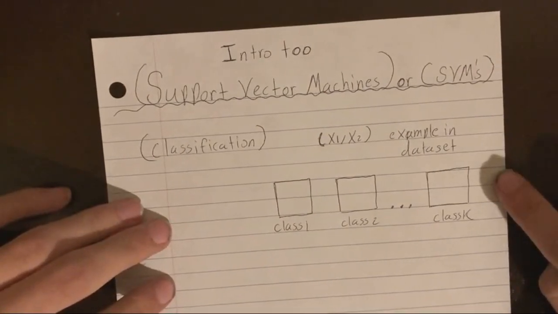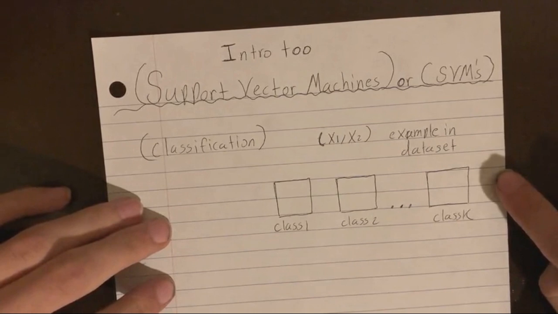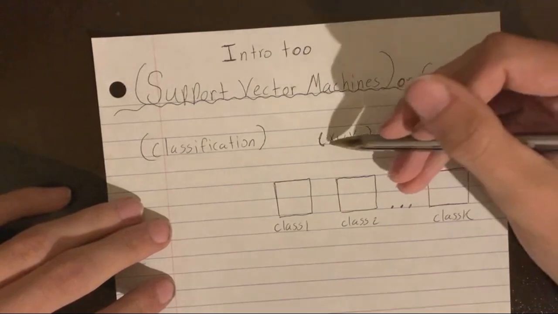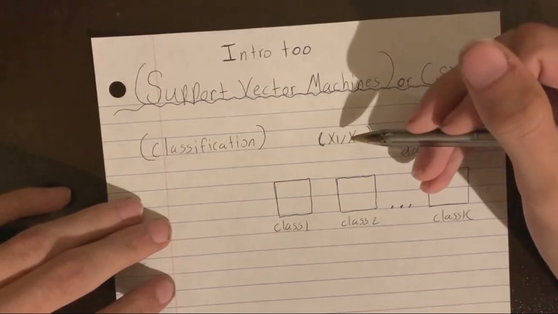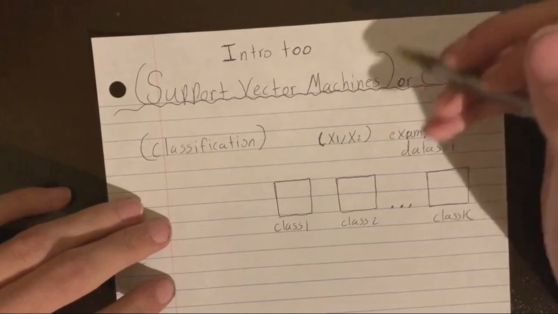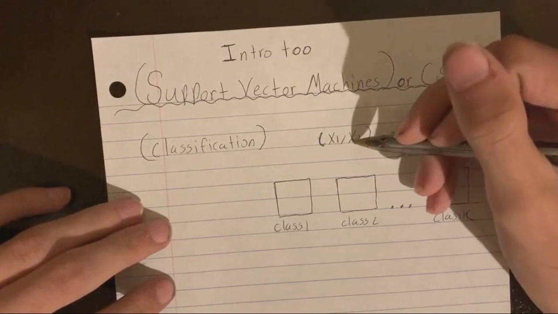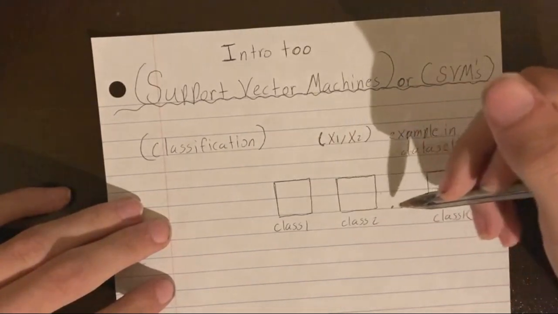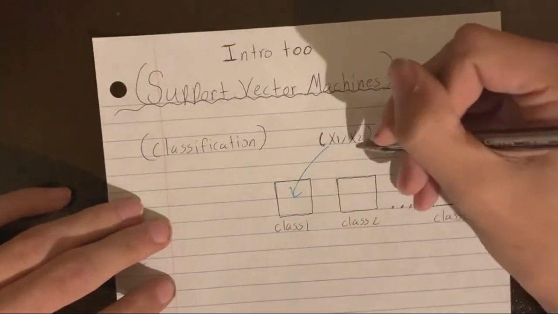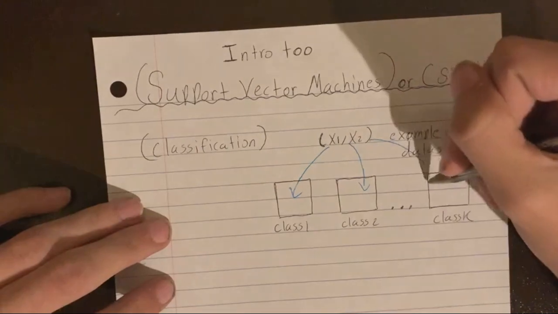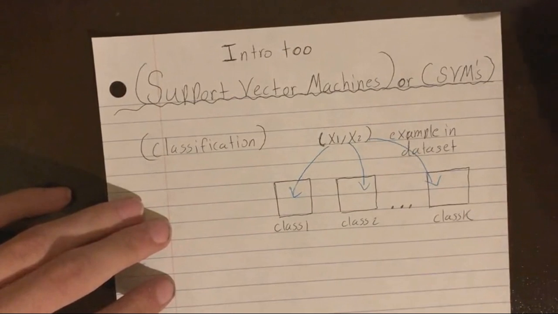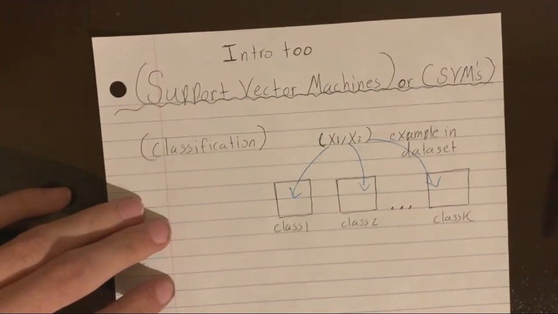All right, so what I mean by classification is, say we have an example in our data set, and this data set has two features, x1 and x2, right? The goal of a support vector machine, or any machine learning model that's doing classification, is to take this example, x1, x2, and put it into one of these classes. It could fall into class 1, or you can put it in class 2, or you can put it in class K. And that's the goal of the support vector machine, and that's what I mean by classification.